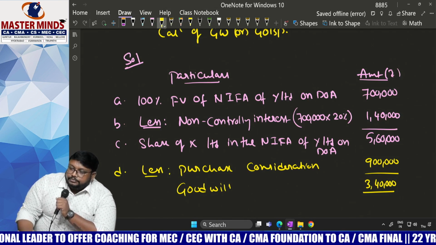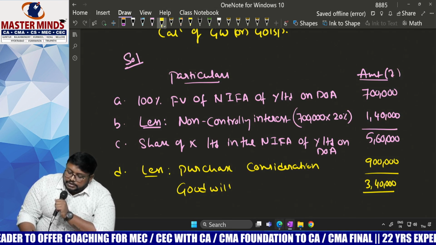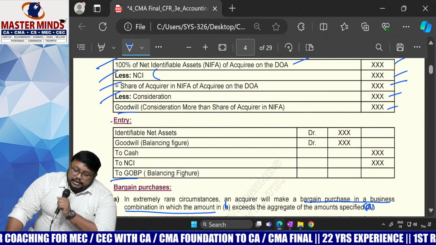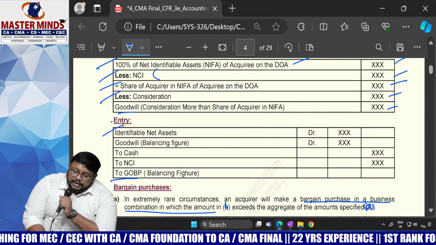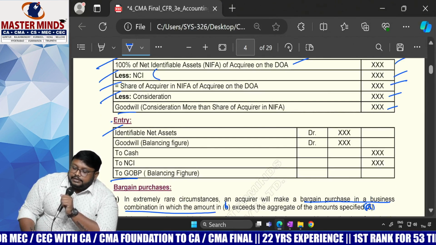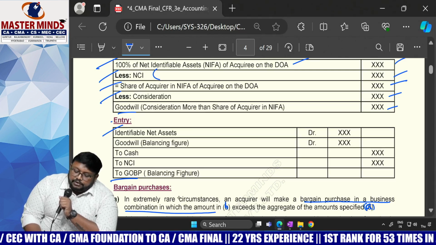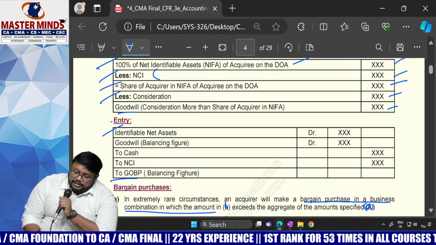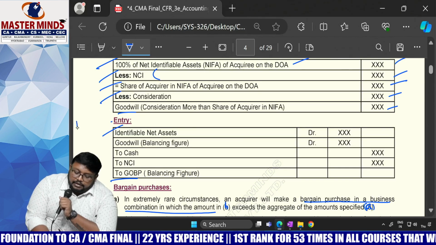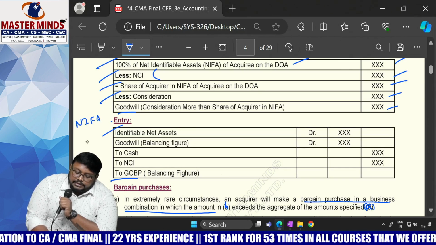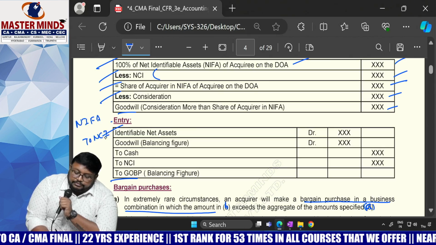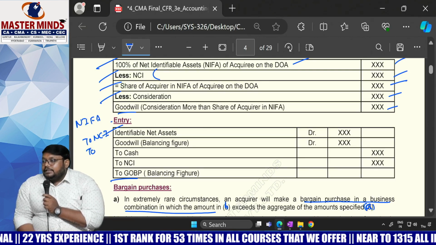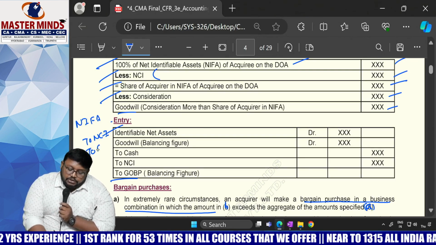So now completed. Check one journal entry also here. How to make the entries for this? First of all, net identifiable assets, how much? First, net identifiable assets account debit to NCI. First we have to make net identifiable assets to NCI. Next, to what you are paying the consideration. If you are paying consideration in the form of cash, so to cash.